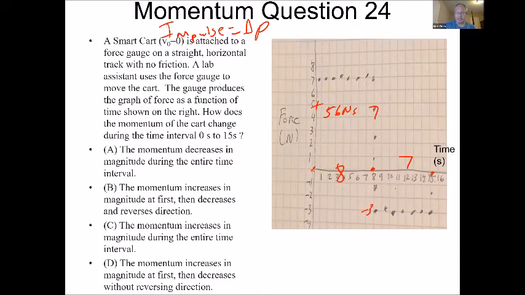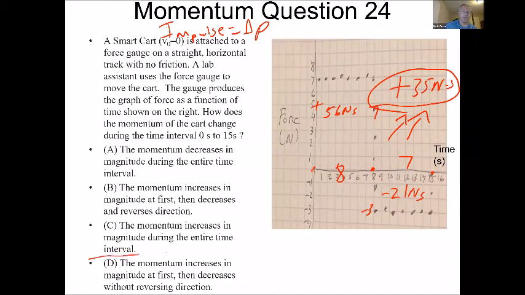So the area in here is going to be negative 21 Newton seconds. If we add those together, we end up with plus 56 and minus 21. That's going to give us plus 35 Newton seconds. So we have a positive impulse of positive 35 Newton seconds, which means the momentum should also increase by that much. So when I look through my choices here, the best choice is D.